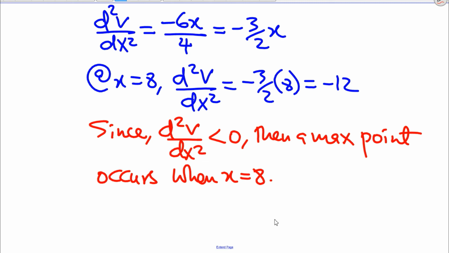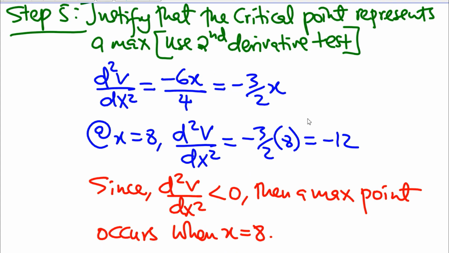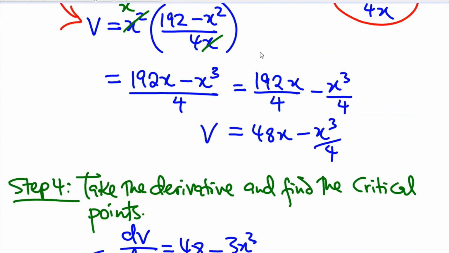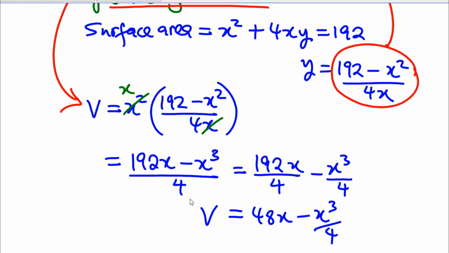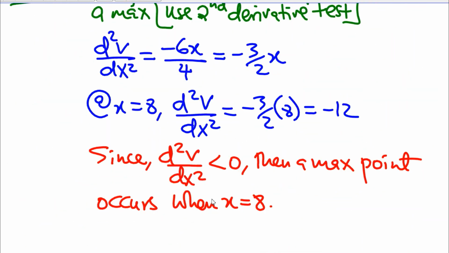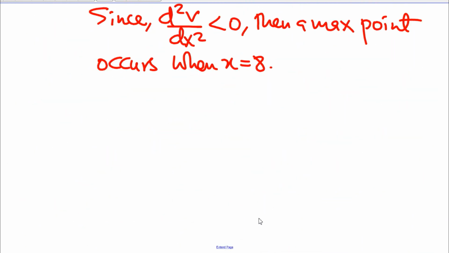So what will be the final step? The final step is finishing off the question. What the question is asking us to do at the top is to find the dimensions of the box. So we are going to find the dimensions of the box. That will be our last step, which is step 6. Step 6, find the dimensions of the box.